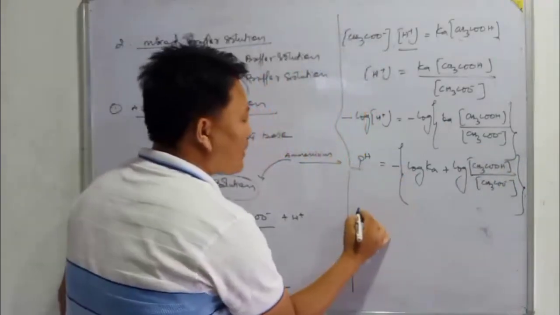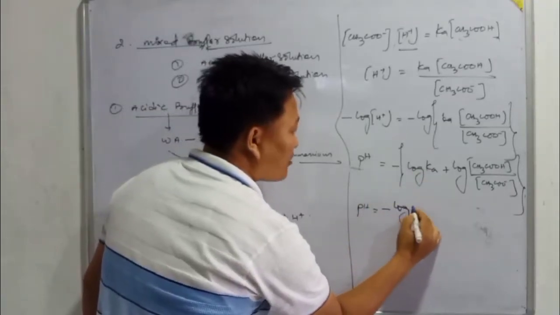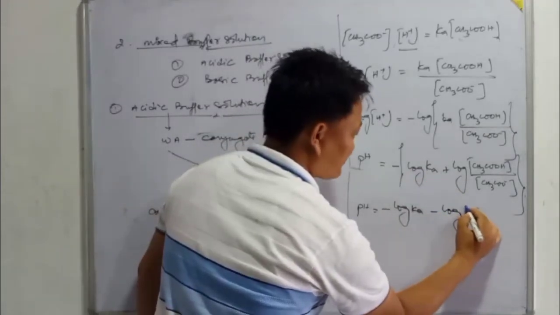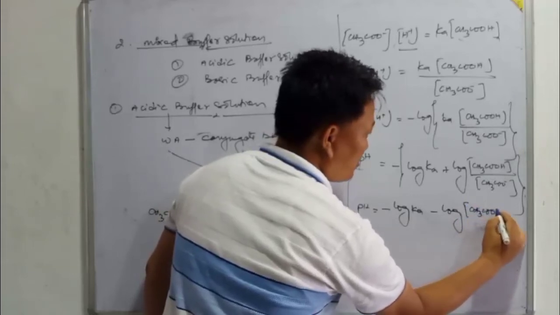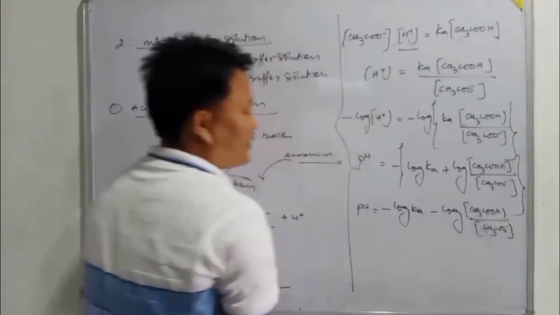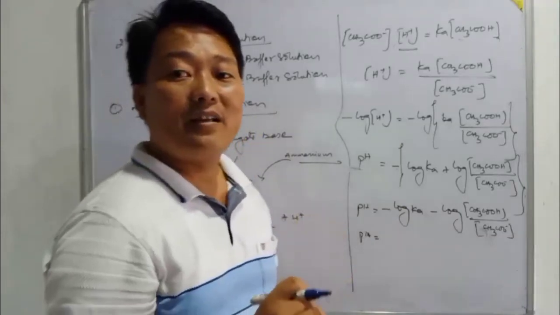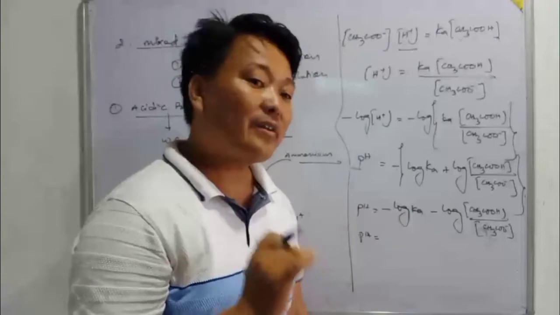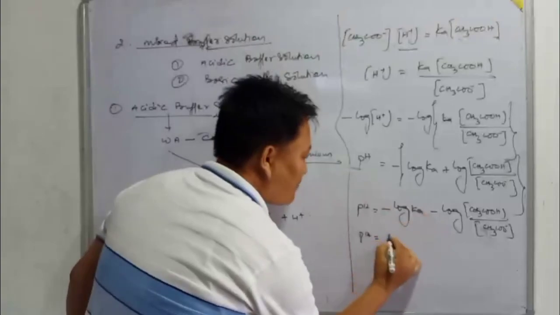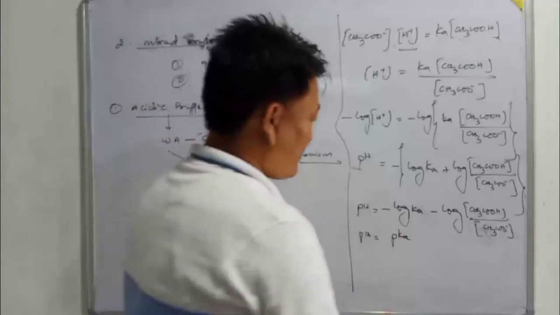Okay, now see, multiply with minus. Then we'll get minus log Ka, then minus into plus, minus log concentration of COOH by concentration of COO minus. Now which is equal to, pH is equal to, now log Ka is what? Minus log K is pKa. It is pKa.